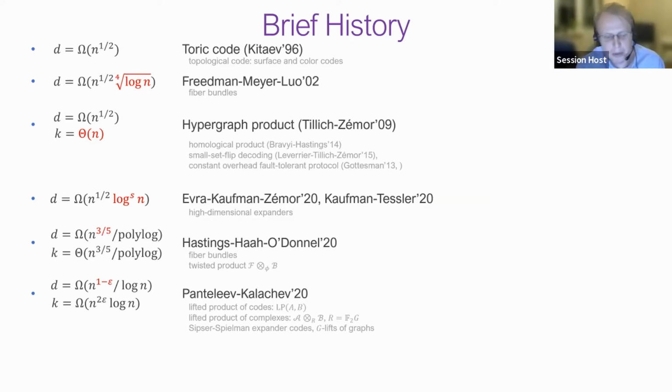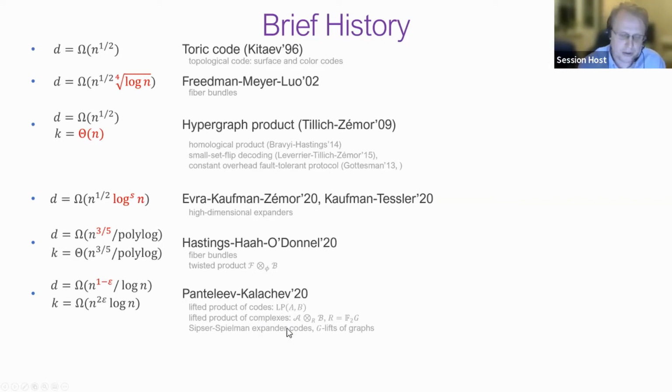And in this paper, we also introduced some general product that we called lifted product. And we also consider two cases: the lifted product of 2 codes and the lifted product of 2 chain complexes. And they of course are relevant.